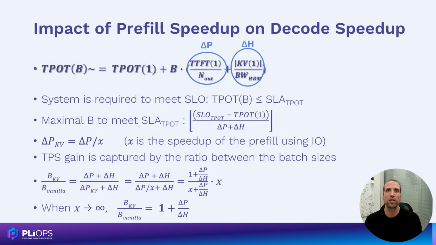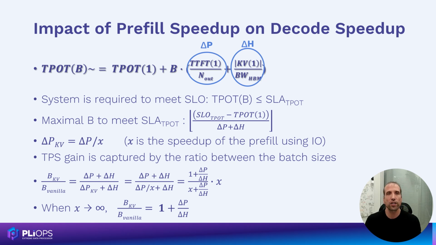Let's now focus on what it means in practice. The key question that we want to answer is: how does prefill speedup translate into overall throughput gain? So let's look again at the equation of the expected TPOT, which is a little bit simplified here. Let us denote the first term, the contribution of the prefill, by delta P, and the contribution of the KV cache increase by delta H.